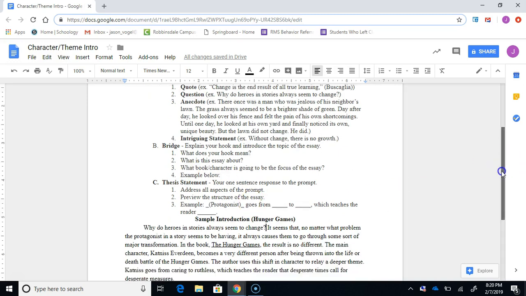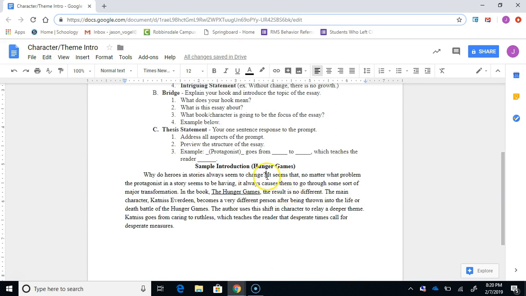So, my bridge goes like this. It seems that no matter what the problem the protagonist in the story seems to be having, it always causes them to go through some sort of major transformation. So I'm restating my hook in a different way to help explain it.